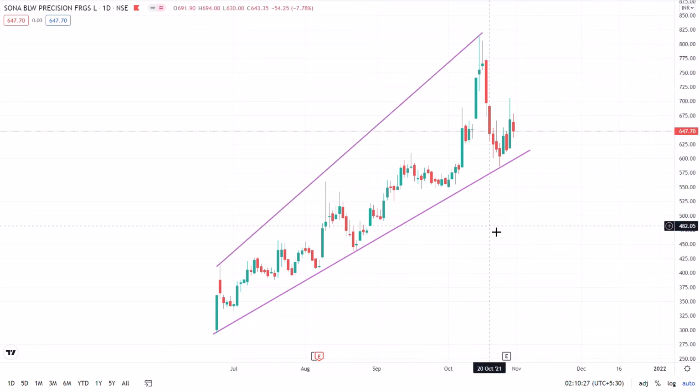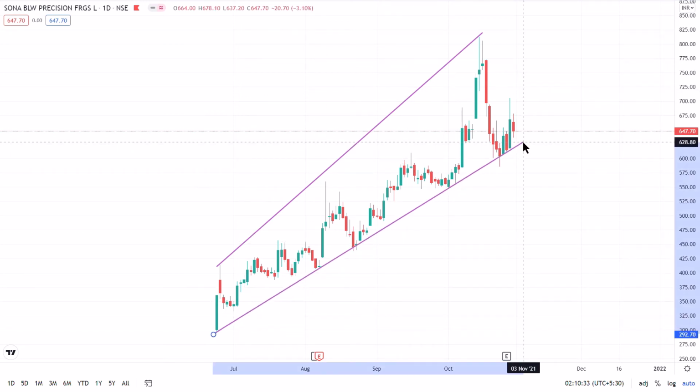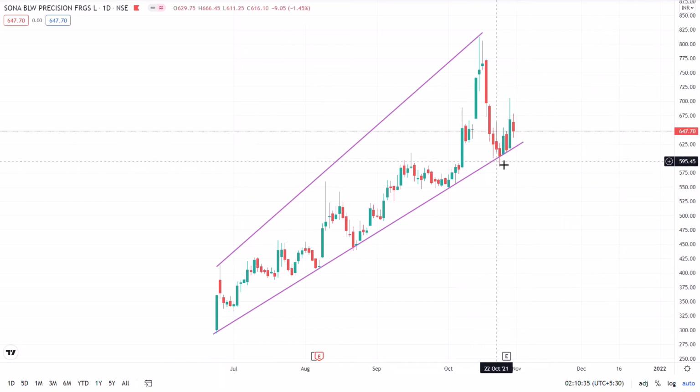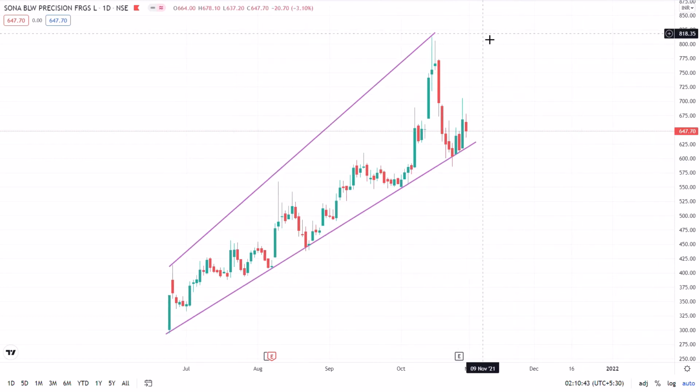Earlier I used to plot it on the candles, but I find connecting the wicks to be more efficient. Now in this scenario, in case I had connected to the candles instead of the wicks, it would have hit my 2% stop loss and I would be out of such a beautiful trade.